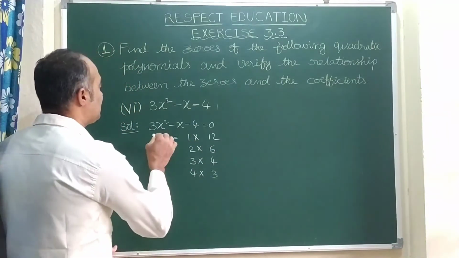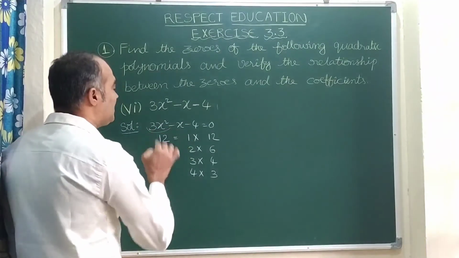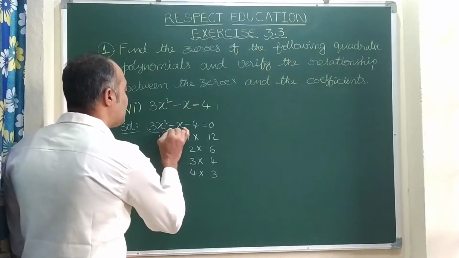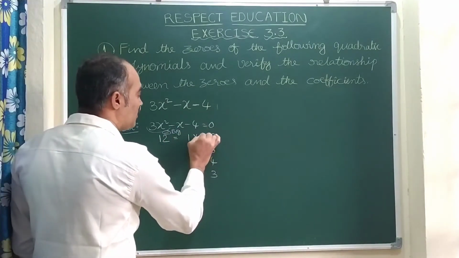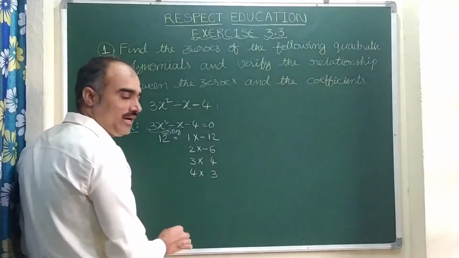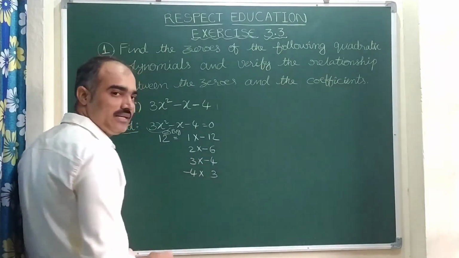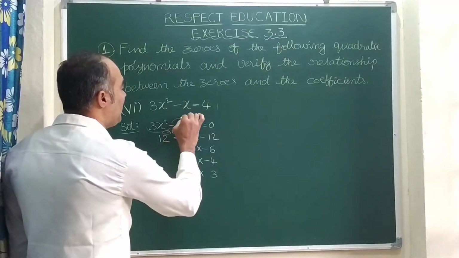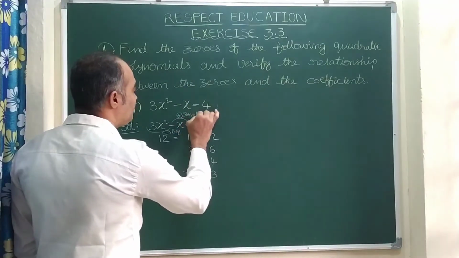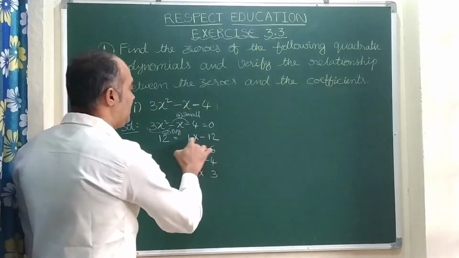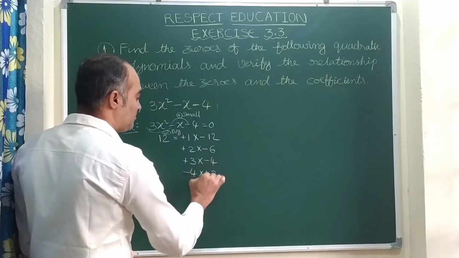Now let us give the symbols. Plus into minus is minus. Minus is for the bigger value. In 1 and 12, 12 is bigger, so it is minus. 6 is bigger, so minus. 4 is bigger, so minus. In these two, 4 is bigger, so it is minus. Now minus into minus is plus. This is to be given for the smaller value. So in these two, 1 is small, so this is plus. Here 2 is plus, here 3 is plus, here 3 is plus.